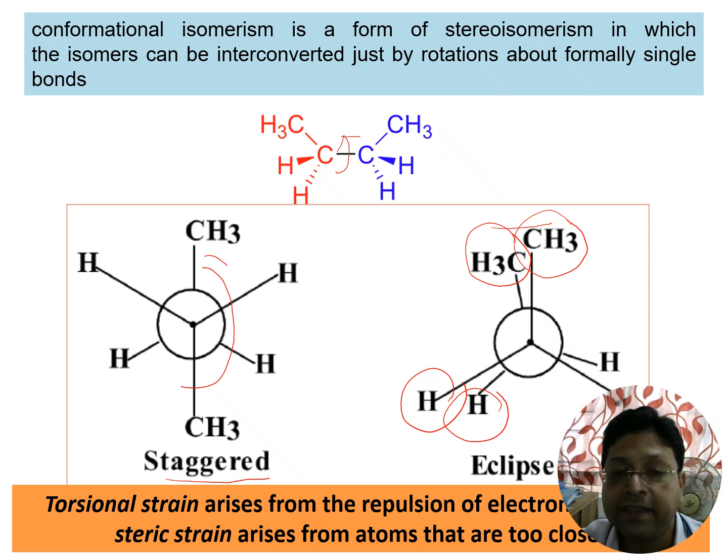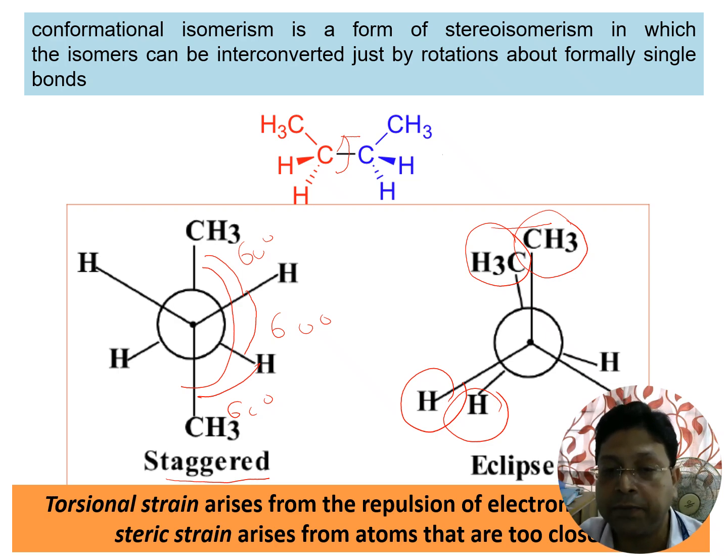So if we call this a 60 degree, this a 60 degree, and this a 60 degree, right? So the total is 180 degree. Because the substituents are in between the substituents of the backside carbon atom, that is why it is a staggered conformation. And because it is in between, somehow the repulsion is dissipated or reduced. But because of the close proximity, the repulsion is much higher. So that is why this is the eclipse conformation and this is the staggered conformation.